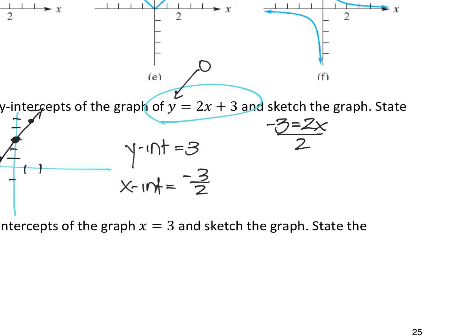Now, do we all remember domain and range? Domain. It's x's and y's. Yep, there you go. So your domain, you can write it as negative infinity to infinity. You can also write it how? All real numbers. Either or.